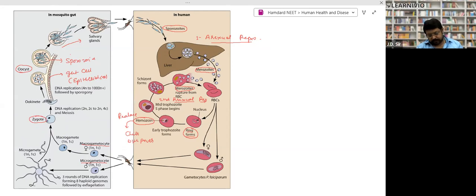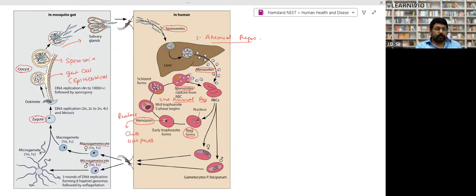Sexual reproduction of the malaria pathogen, Plasmodium, takes place inside the mosquito gut. Look, inside the mosquito gut, they fuse and form a zygote.